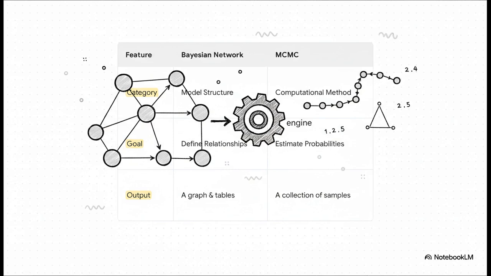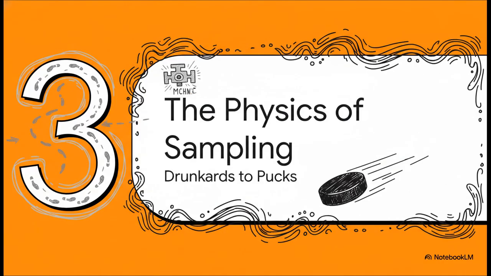So to put it simply, a Bayesian network is your model structure. Its goal is to define relationships. MCMC is a computational method. Its goal is to estimate probabilities based on that structure. The key is you don't choose one or the other. You use the MCMC engine on your Bayesian network blueprint. They work together. All right, so we've decided we need an MCMC engine.